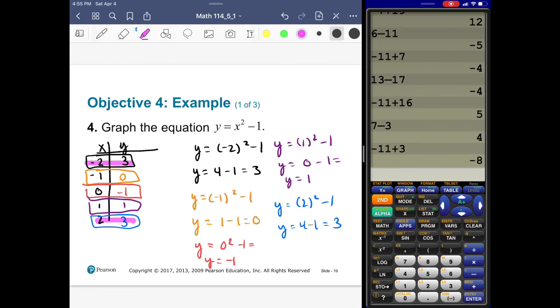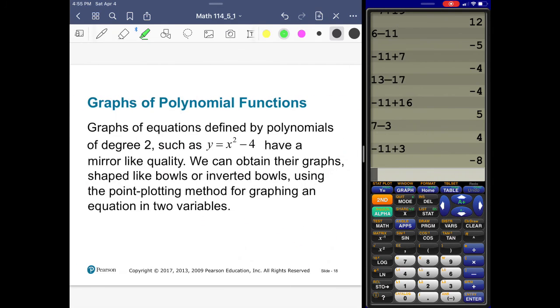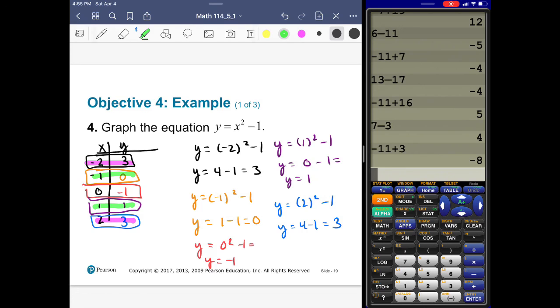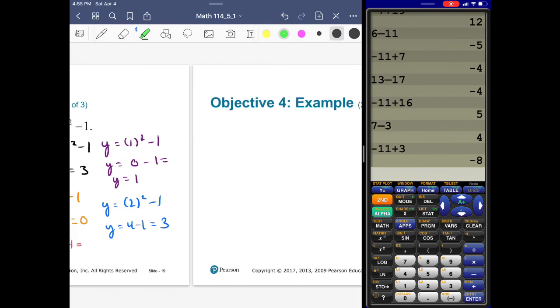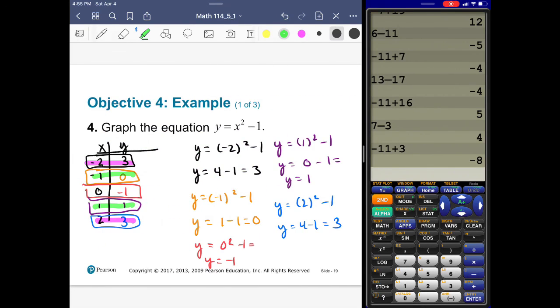Now, if you notice, this and this have the same y. This and this have the same y. So that's what this was telling you a minute ago, that they have mirror-like qualities. Okay?